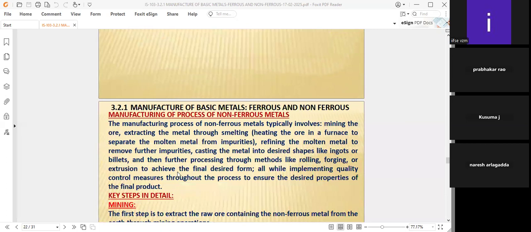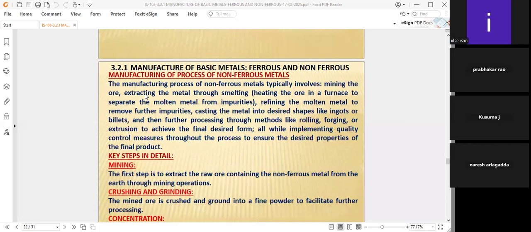As for the manufacturing process, the manufacturing of non-ferrous metals typically involves mining the ore, which is compulsory, then extracting the metal through smelting, where the ore is treated and the metal is removed from it. Heating the ore in a furnace separates the molten metal from impurities. Impurities will be separated and the metal will become molten, or smelt. You can say it is the intermediate stage between the liquid and the solid.